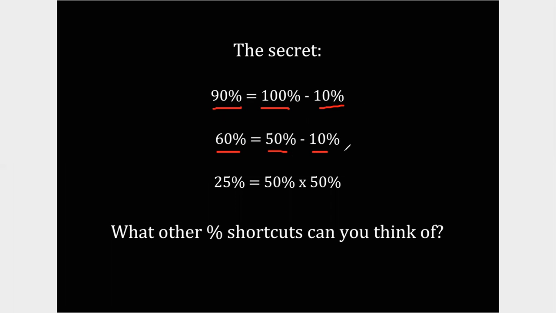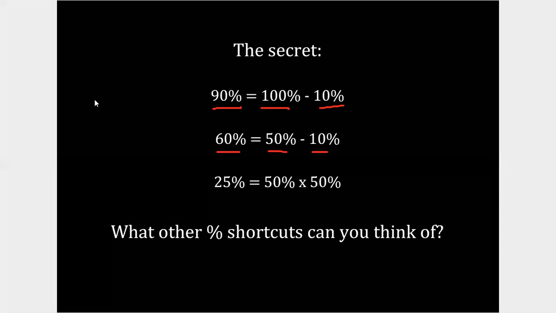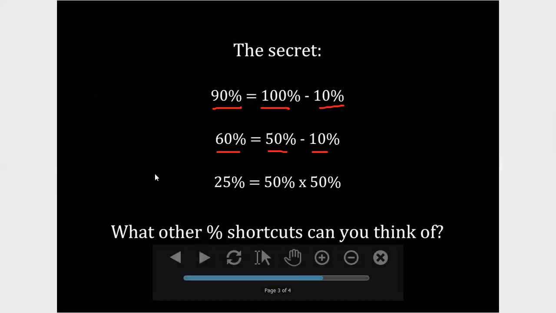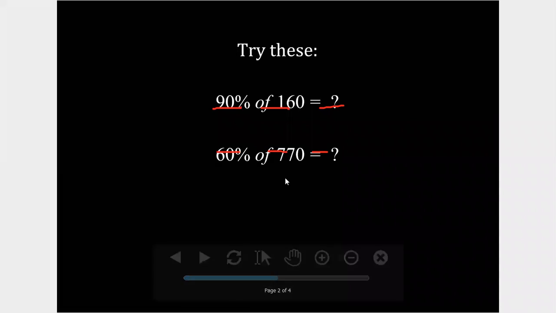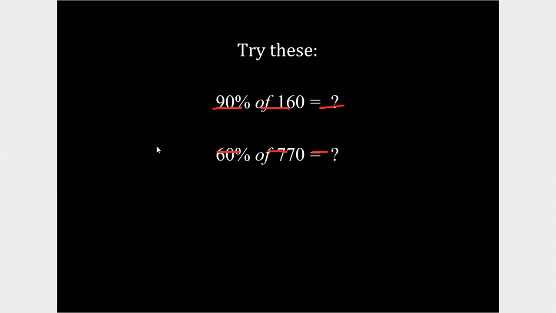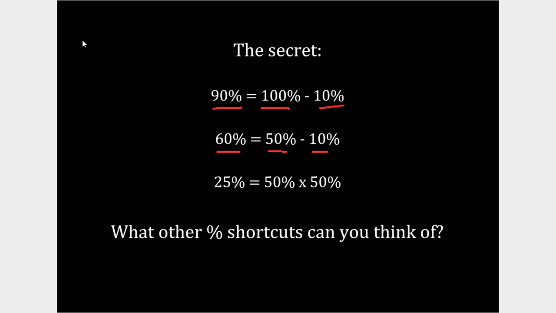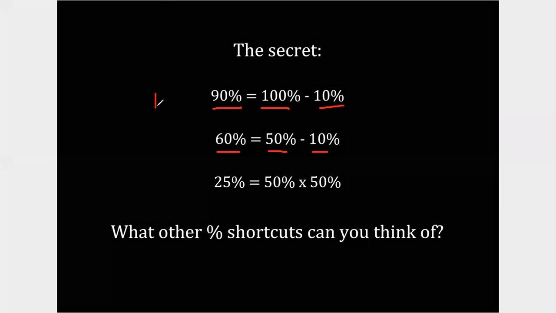So if I go back to my previous slide, we had 160 and 770. If I needed to multiply 160 by 90%, I would take 100%, which is 160, and minus 10%, which is simply 16. I knock off a 0. So 160 minus 16 is 144.